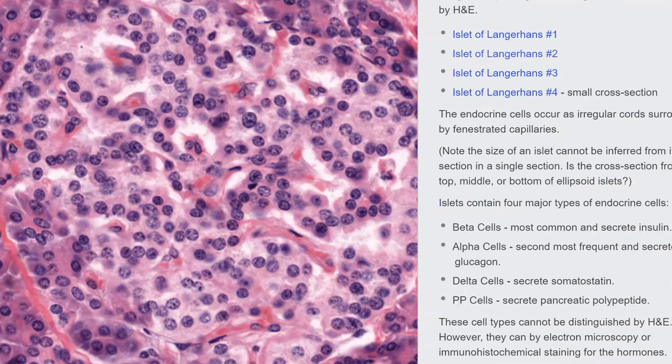There are three kinds of cells in an islet: alpha cells, beta cells, and delta cells. You have to identify alpha and beta cells. And so alpha cells, the really dark nuclei, are alpha cells, and they make glucagon. And the lighter cells, like these cells and these cells, are beta cells, and they make insulin.